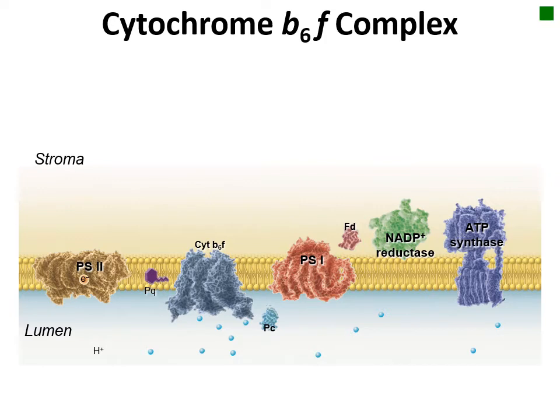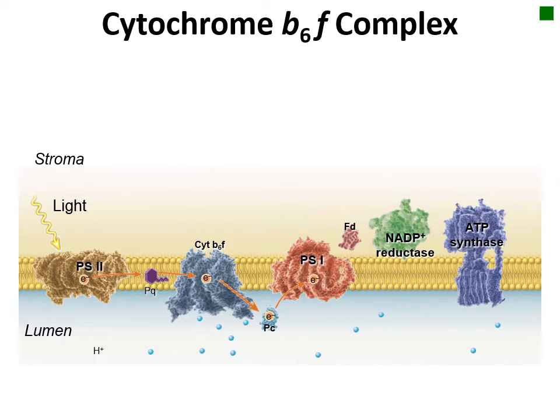After absorption of light energy, electrons are passed from photosystem 2 to a molecule called plastoquinone, which carries them to transfer to the cytochrome B6F complex. The complex then passes them to plastocyanin to carry them to photosystem 1.